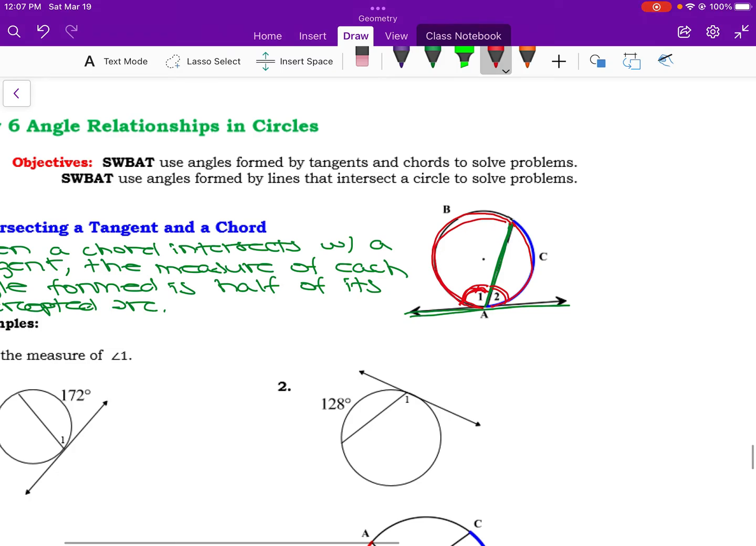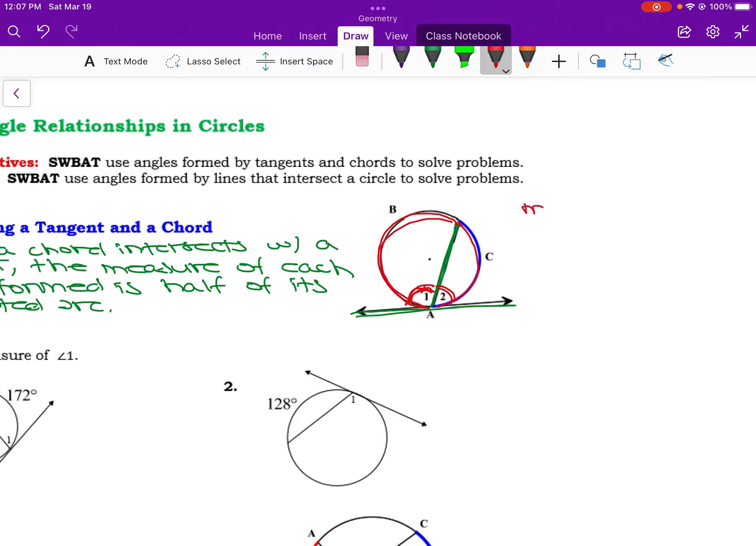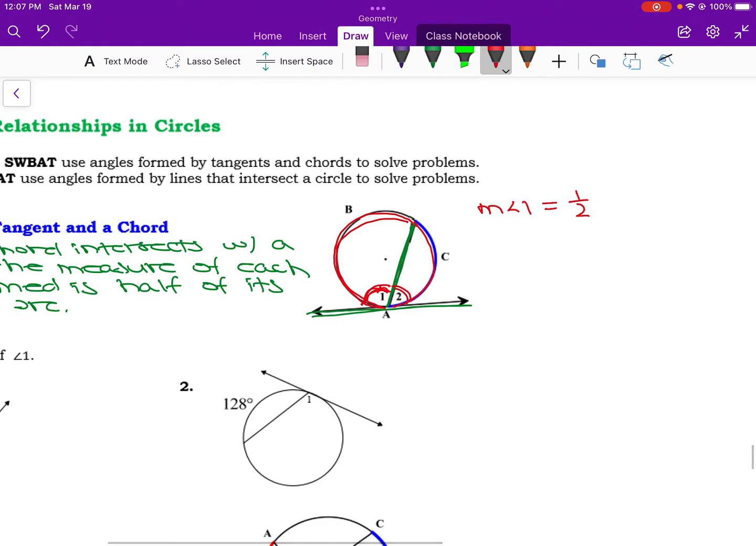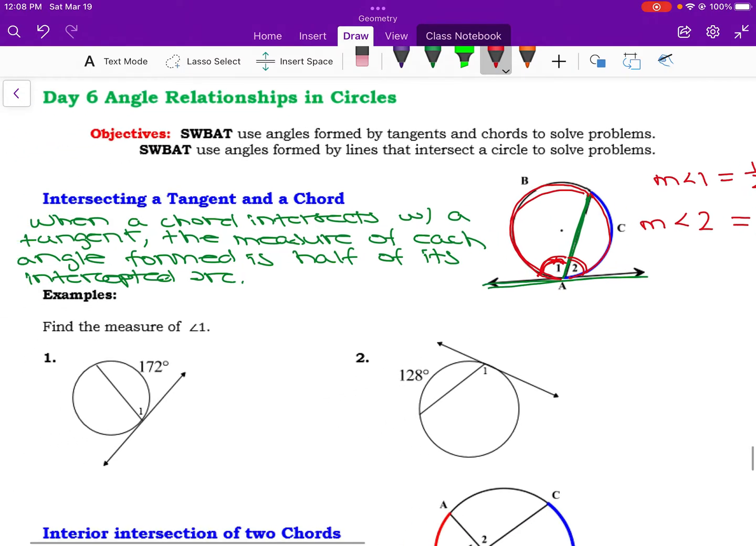Let's spell that out as well. So we can say that the measure of angle 1 is going to be 1/2 the measure of arc B in this case. So if we know its measure, we can just chop it in half. And then, I don't know why my handwriting's off, I've been sick, guys, and everything is off. All right, measure of angle 2 is 1/2 the measure of arc C. Okay, so that's what we have there.